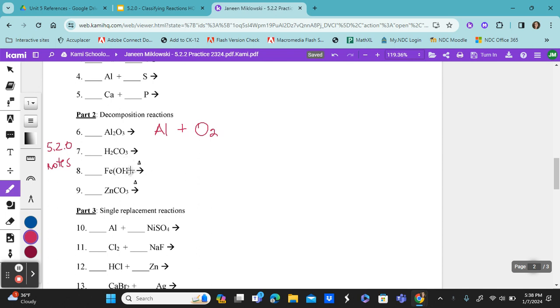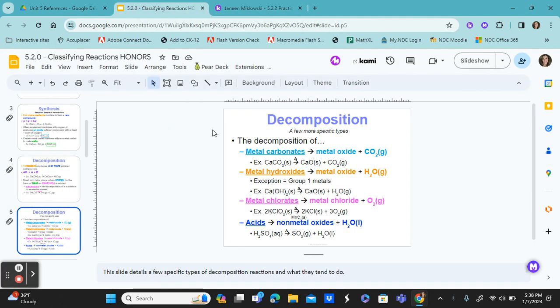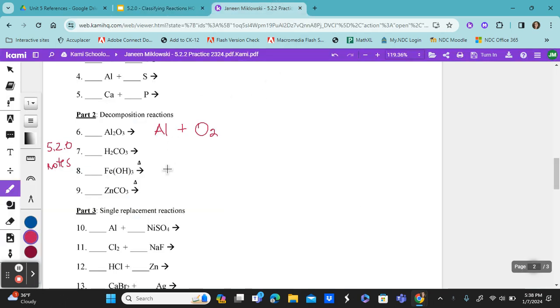Let's see, we'll do a carbonate. We'll go back to here. So if I have a carbonate, what's going to happen is I'm going to end up getting a metal oxide and carbon dioxide, and metal hydroxide will give you a metal oxide and water. So let's do this one here.